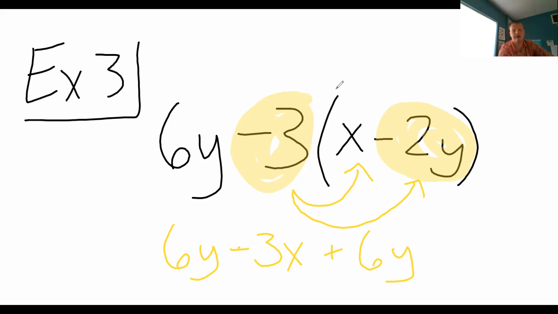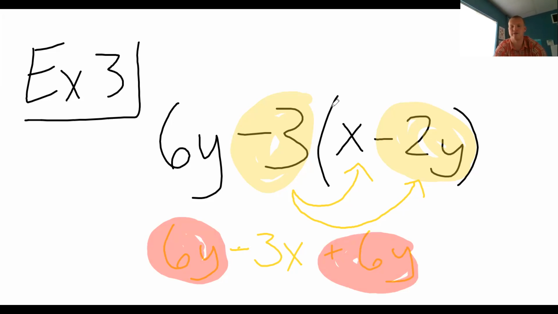So I don't have to do anything with that negative 3 because now is the point where I'm adding like terms. So I'm going to identify my like terms. In red, I have positive 6y right there, and then I have positive 6y right here. Sorry if that's hard to see. So I have 6y and positive 6y.